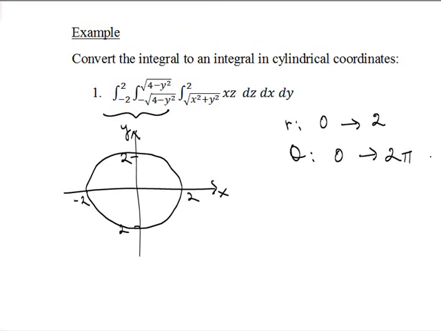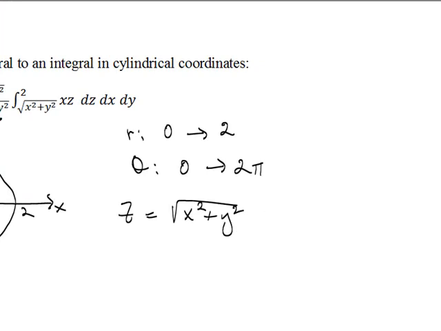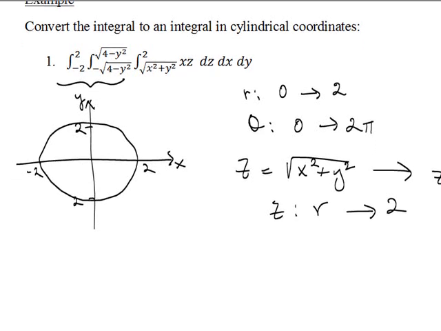Now let's find the z limits. So we're looking at the innermost integral. That's z, so the innermost integral says that z goes from square root of x squared plus y squared to z equals 2, right? What is the square root of x squared plus y squared? R. Good. Square root of r squared, which is r. So therefore z goes from r to 2. Okay?